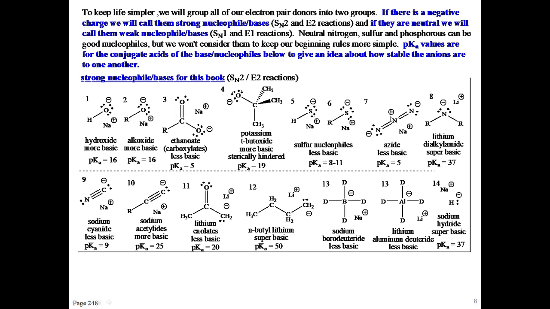I have two nitrogen examples. One is very stable minus charge. That's the azide anion. And that will be a very good nucleophile at methyl, primary and secondary. But of course, tertiary, our rule is always E2. This is very basic. Look at the pKa, 37 versus 5.